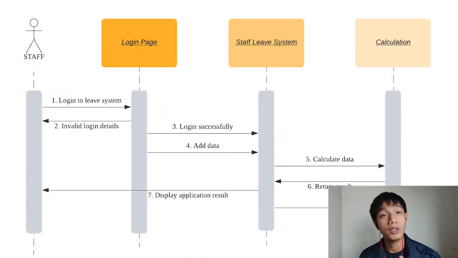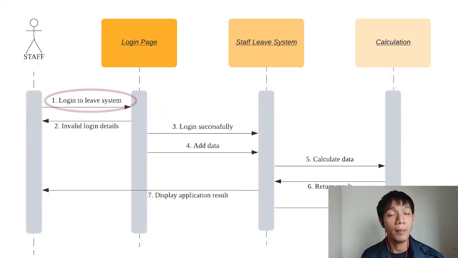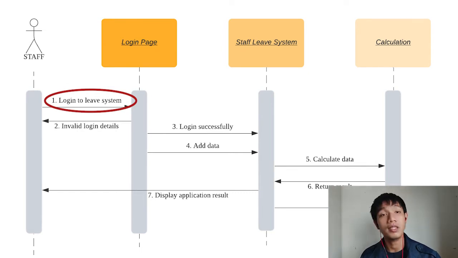Now I will present the sequence diagrams of our mini project. In this project, only one staff or one supervisor is able to log in to the system per session. So firstly, the user needs to log in to the system by entering their own staff ID and password.